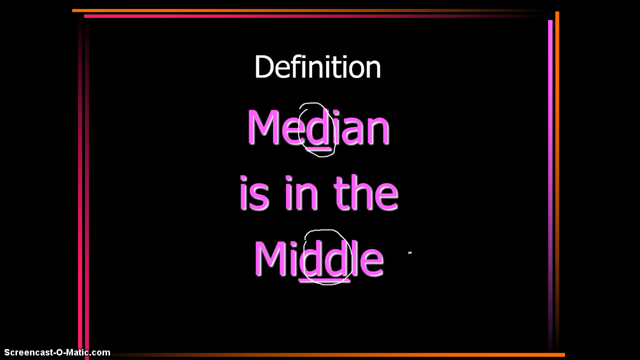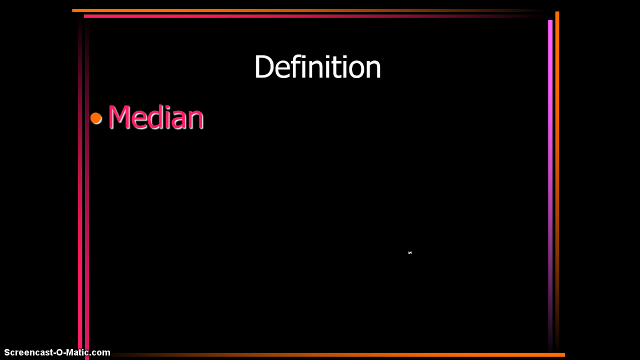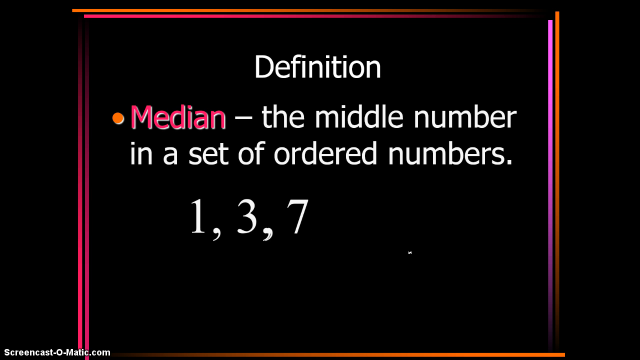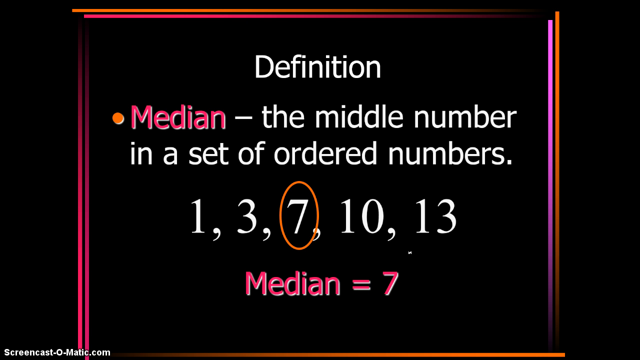But you can't take the middle of something if numbers are not in order. So you can't just go and plop the middle number out. It has to first be in order. Think of medium. You've got small, medium, large, or extra small, small, medium in the middle, large, extra large. But median, medium, middle, you have to first have them in order. So in this case, it's pretty obvious that when you put those numbers in order, 7 is the middle, so 7 is the median.